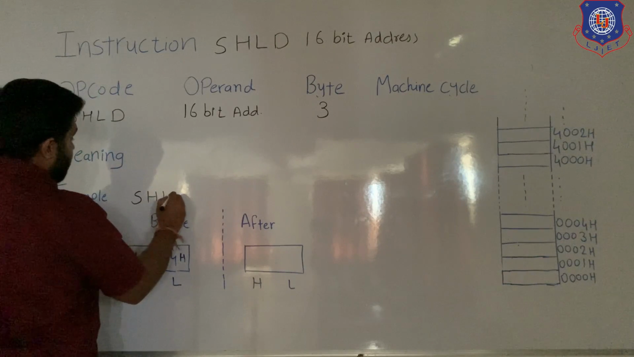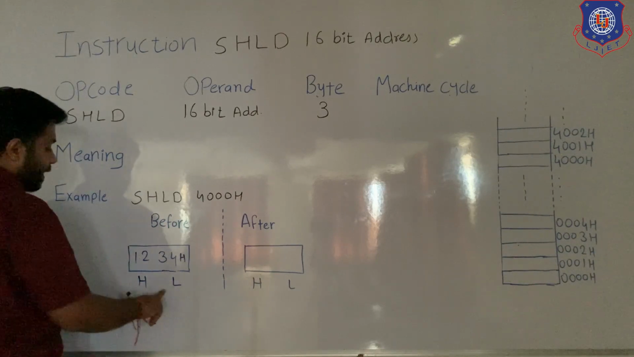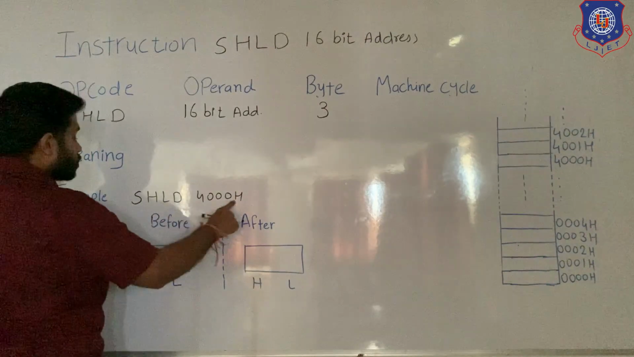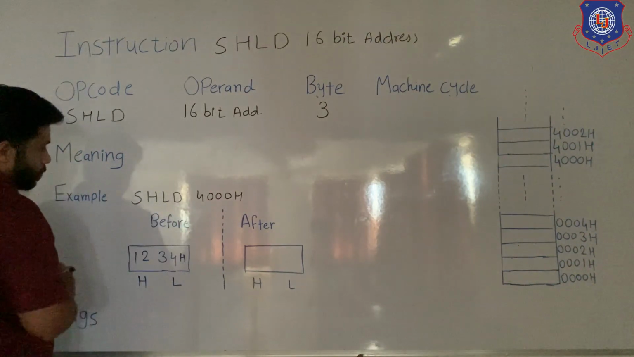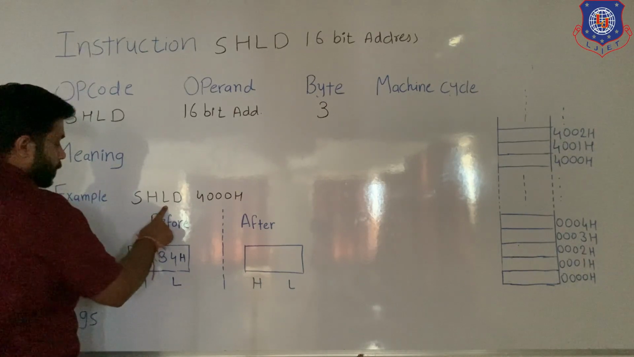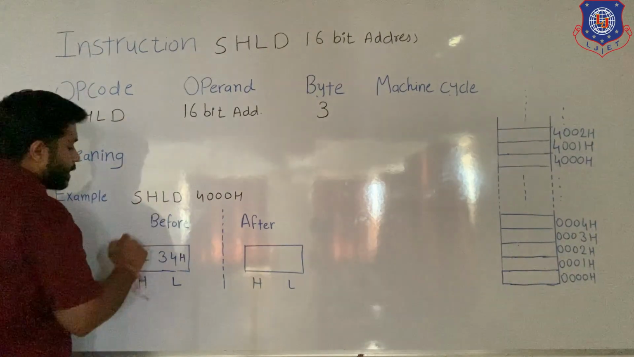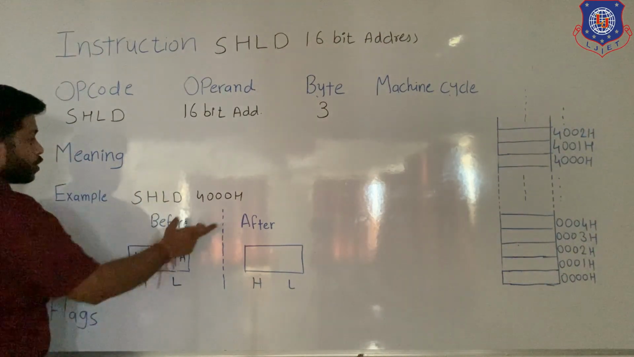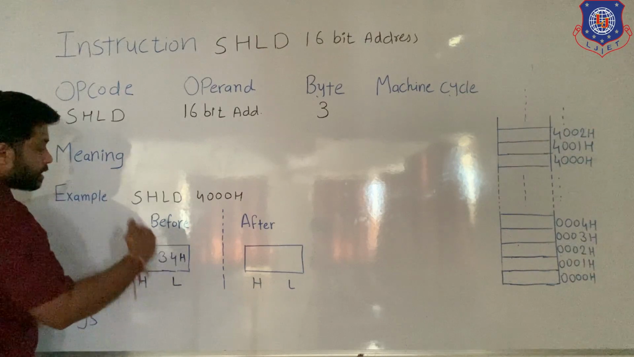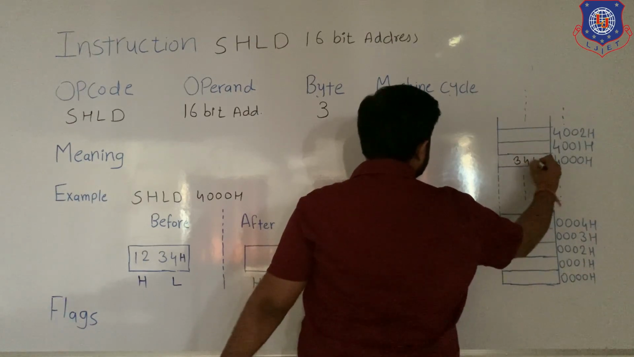The example is SHLD 4000H. Before the execution, you can see that the HL pair contains 1234H. And we are executing the instruction SHLD 4000H. It means store data to the memory location from the HL pair. So how will the data be stored? When this instruction is executed, the data from L will be stored to the memory location. So in 4000H, the data from L will be transferred. In 4000H, 34 will be stored.